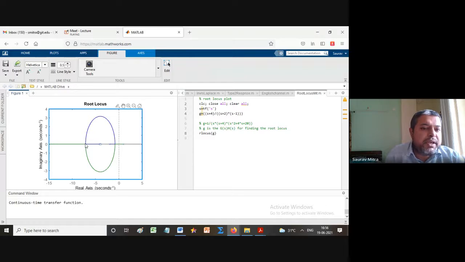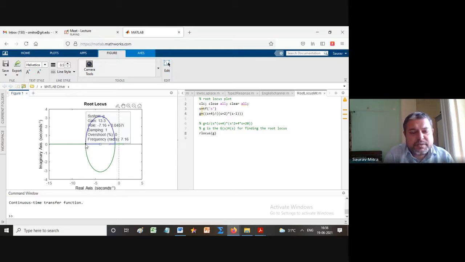And what is the gain at the break-in point? Again, we will find that the breakaway point gain and the break-in point gain should be the same. If I zoom in and click, I'm very close. You can check here, the gain is 13.3. So K is equal to 13.3, damping is equal to 1, position is minus 7.16. So we found it around 7.13. But the gain is 13.3. So this is the gain at the break-in point.